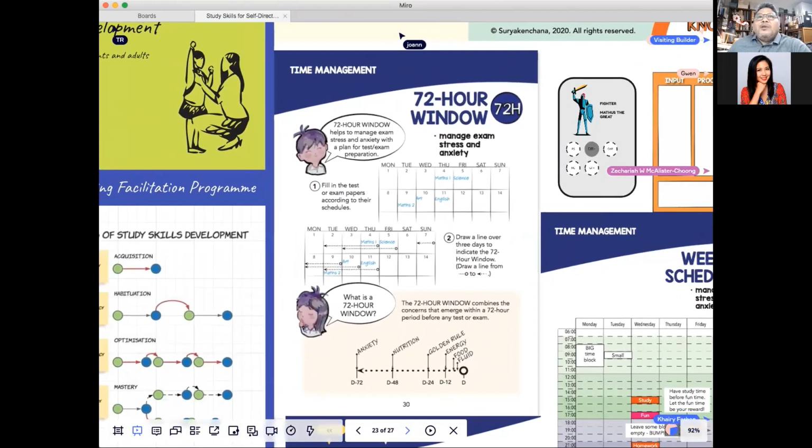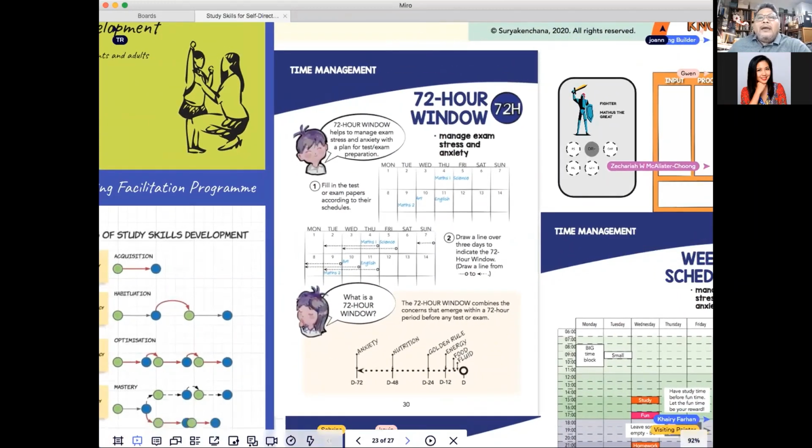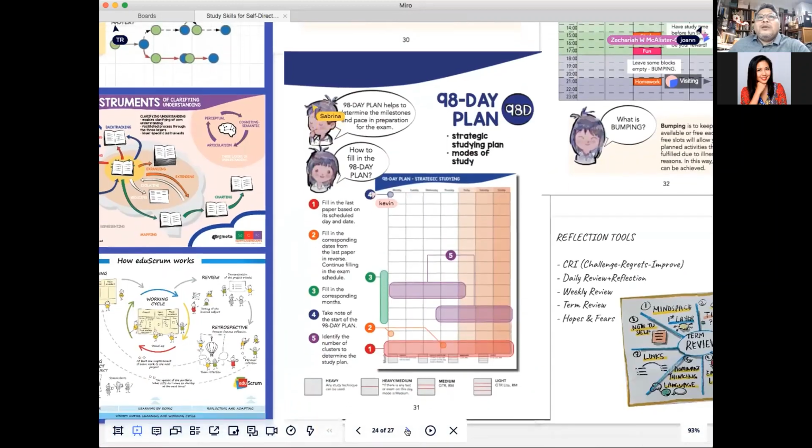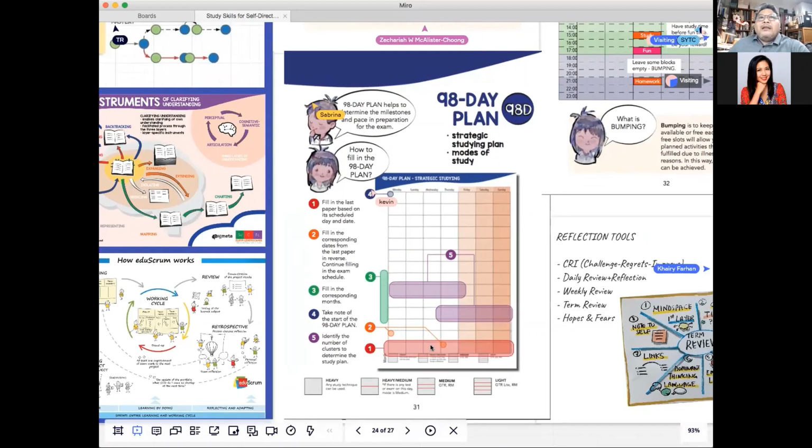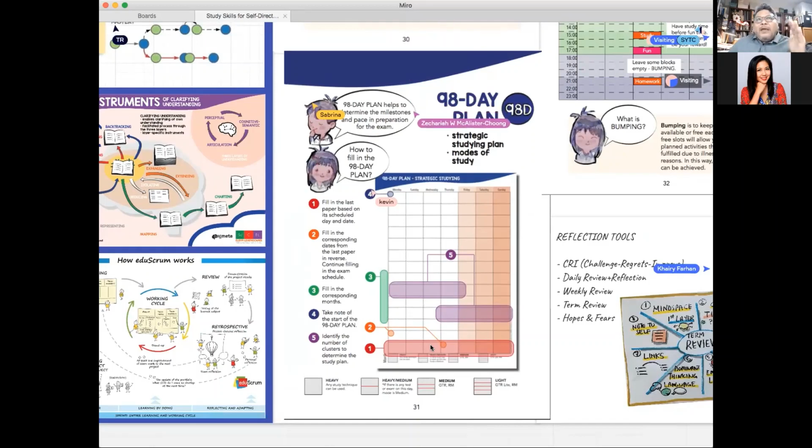Then we have the 72 hours window that makes them aware of how anxiety, nutrition, energy, and rest come into play when they prepare for exams. And once they know this, especially for students attempting their milestone exams like PSLE, GCE, and so forth, we craft for them the 98-day plan where they can strategically decide which topic to do on which day. And once the 98 days start, it is as though there is an aircraft preparing to take off, and this is the runway, right?